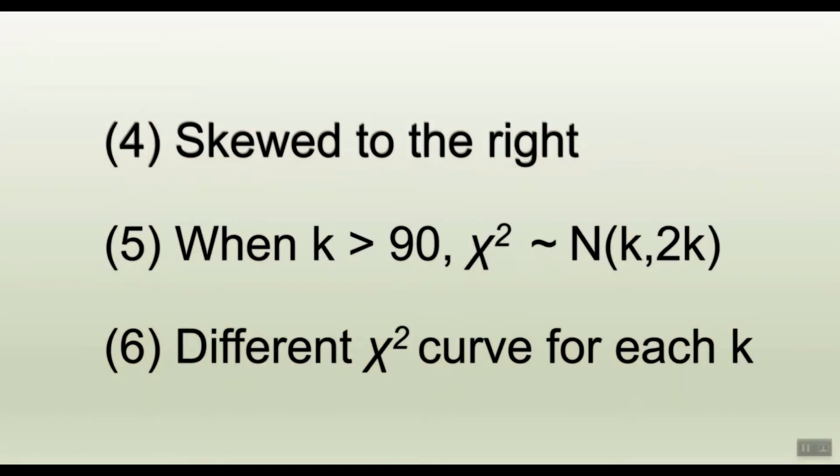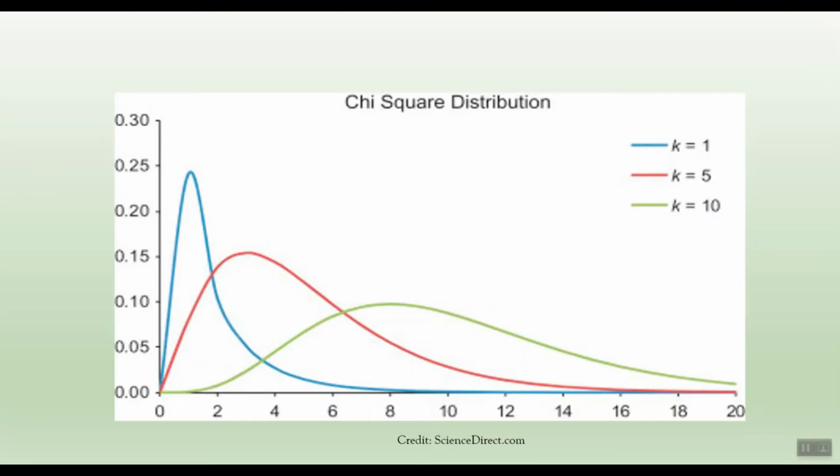The chi-square curve is skewed to the right when k is small. When k is greater than 90, the chi-square curve approximates a normal distribution with a mean of k and a variance of 2k. There is a different chi-square curve for each k. In this diagram, the blue curve corresponds to k equaling 1, orange corresponds to k equaling 5, and olive corresponds to k equaling 10.